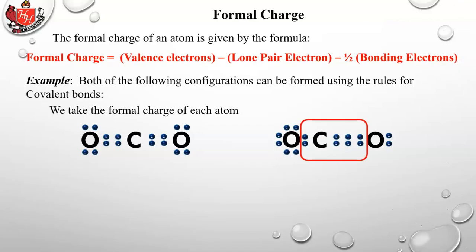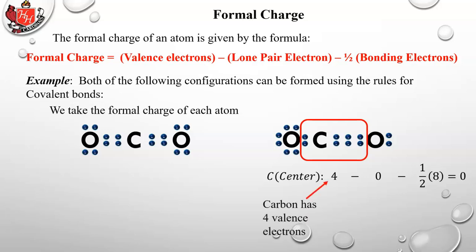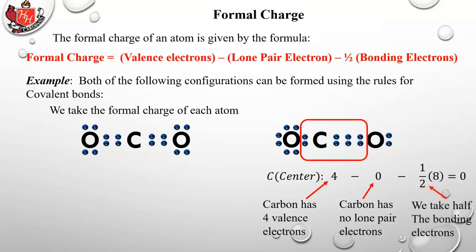Now we'll do the carbon. Carbon naturally has 4 valence electrons. Okay, then you have no lone pairs on the carbon. And then half of the bonding electrons, there's 8 bonding electrons for the carbon, so you take half of those, you get 0.